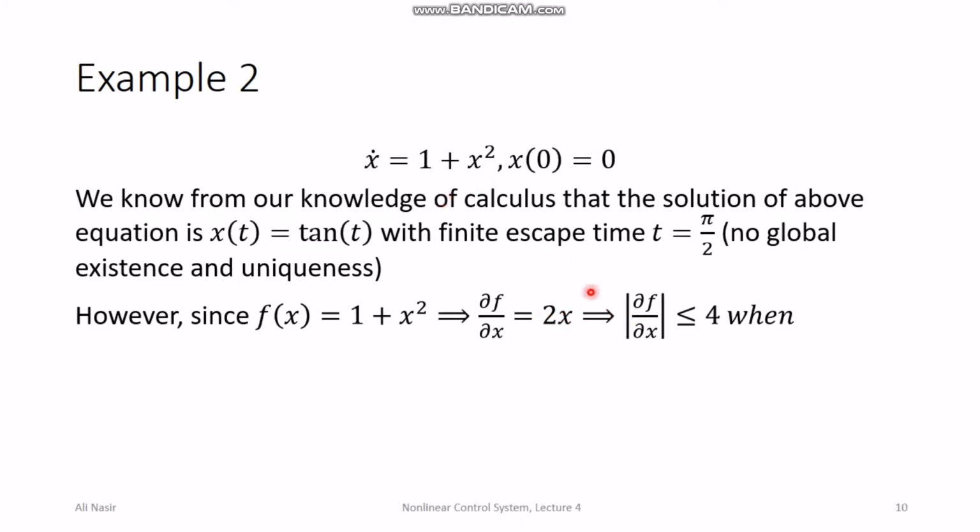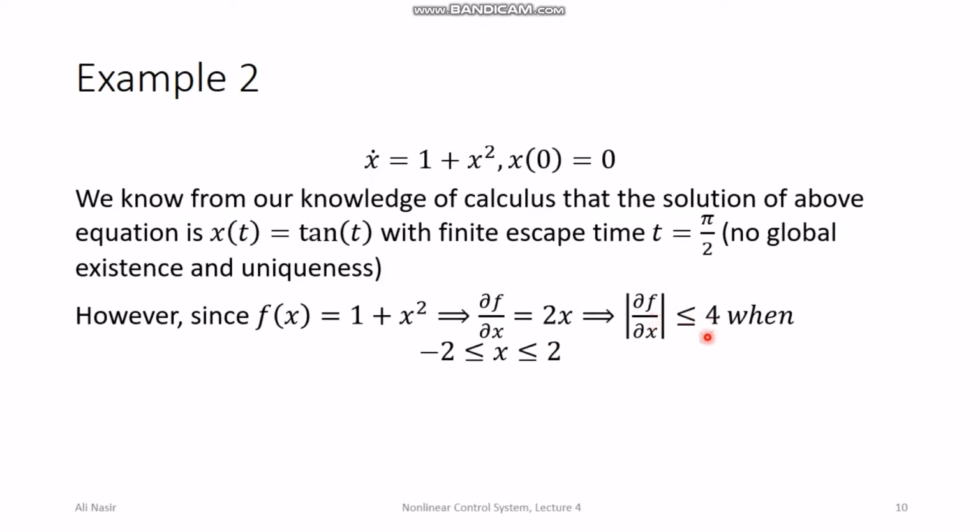If you take the magnitude of this slope or magnitude of this Jacobian, then this magnitude is not limited. It can be less than or equal to, let's say, 4 when x is between -2 and 2. So if x is in a local neighborhood of this initial condition, then you can have a bound on the Jacobian. If you don't restrict x, then there will be no restriction on this bound.